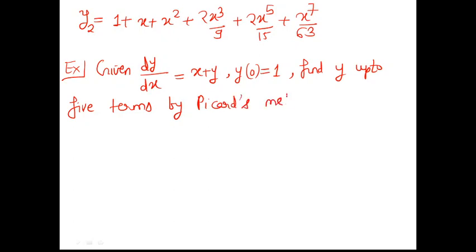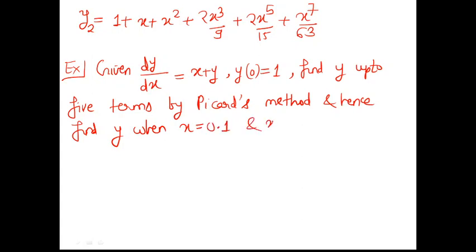By Picard's method, and hence find y when x is equal to 0.1 and x is equal to 0.2. So this problem consists of 2 parts. First part is to obtain y up to first 5 terms by Picard's method, and then evaluation of y for x is equal to 0.1 and x is equal to 0.2.